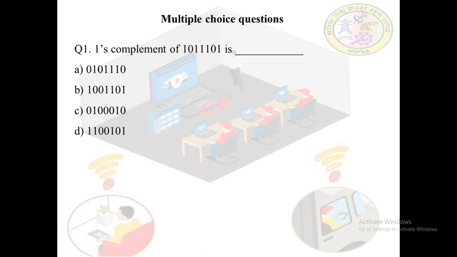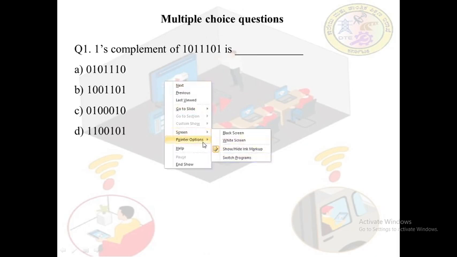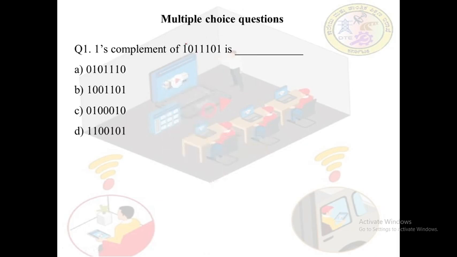First question, ones complement of 1011101 is dash. Very simple. Ones complement is obtained by replacing all ones with 0 and all 0 with 1. 1 becomes 0, 0 becomes 1, and these 3 ones become 3 zeros, and this 0 will become 1 and 1 will become 0. This is the ones complement. So let us find out where it is. So option C is the right answer here.